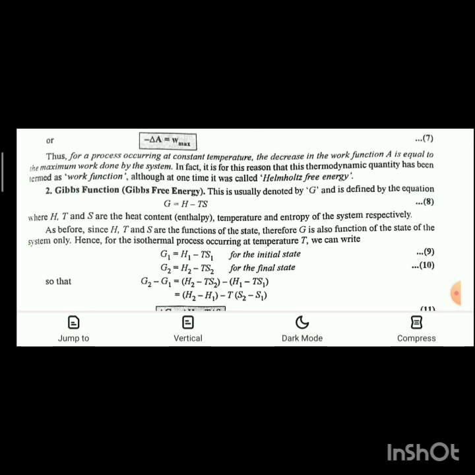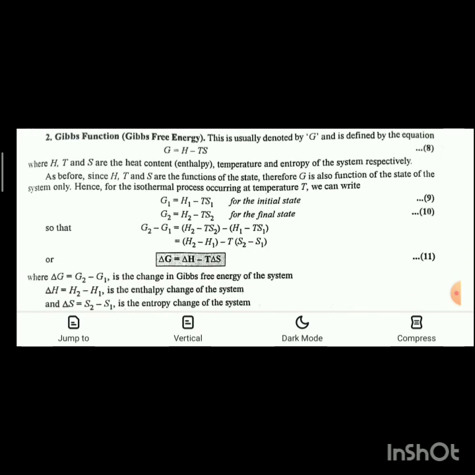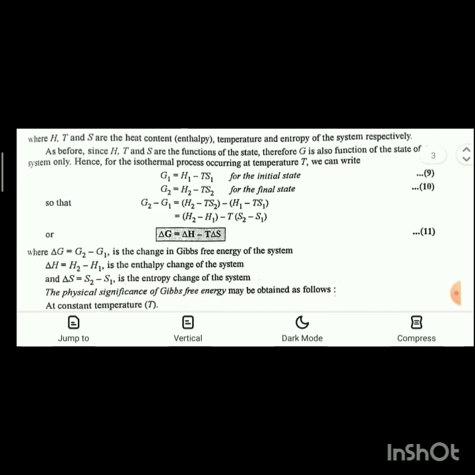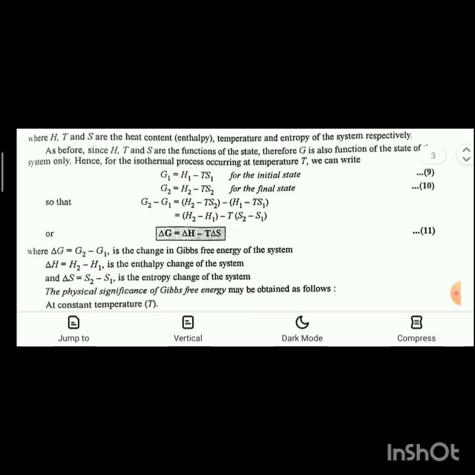This is usually denoted by G and is defined by the equation G equals H minus TS, where H, T and S are the heat content (enthalpy), temperature and entropy of the system respectively. As before, since H, T and S are functions of state, therefore G is also a function of state of the system only. Hence, for an isothermal process occurring at temperature T, we can write G1 equals H1 minus TS1, G2 equals H2 minus TS2, G2 minus G1 equals H2 minus TS2 minus H1 minus TS1.